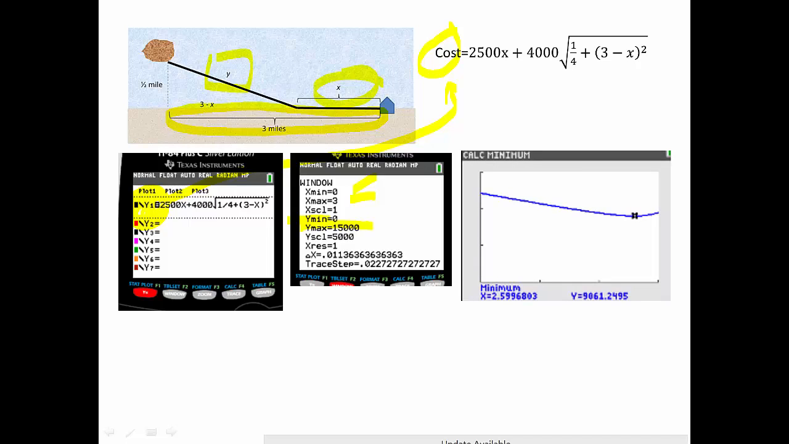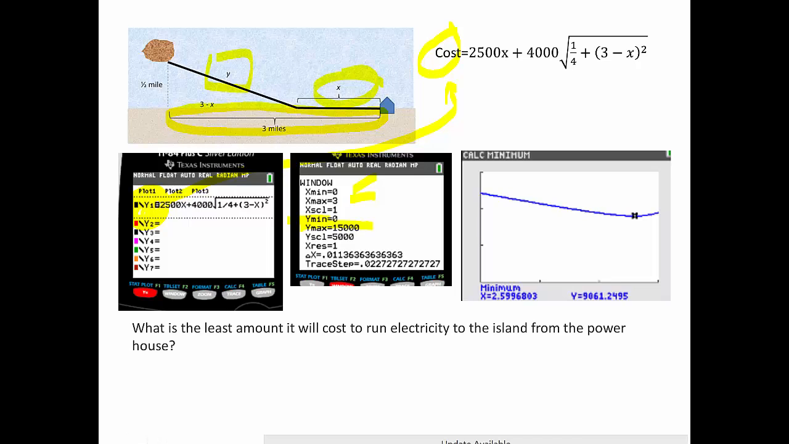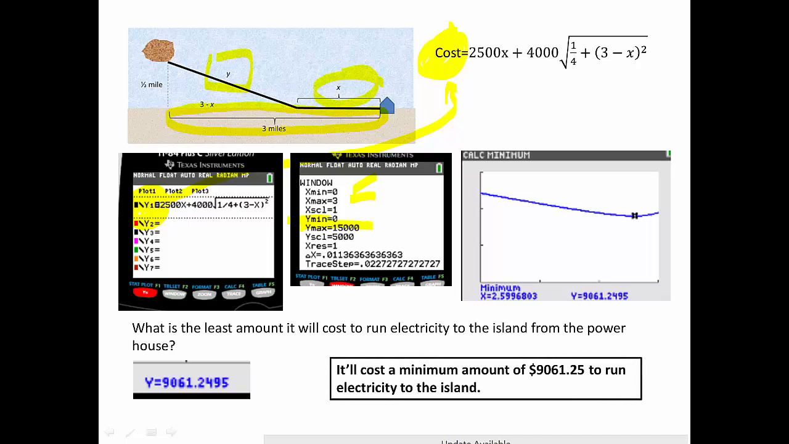I went ahead and already found the minimum on that graph. And now we go back and ask ourselves, what was the question that they asked? And the question they asked is, what is the least amount it'll cost to run electricity to the island from the powerhouse? That's what your y is. Remember, your y is your cost. Your y1 is your cost. And so the answer is it'll cost a minimum of $9,061.25 to run electricity to the island. And you're done with the problem.